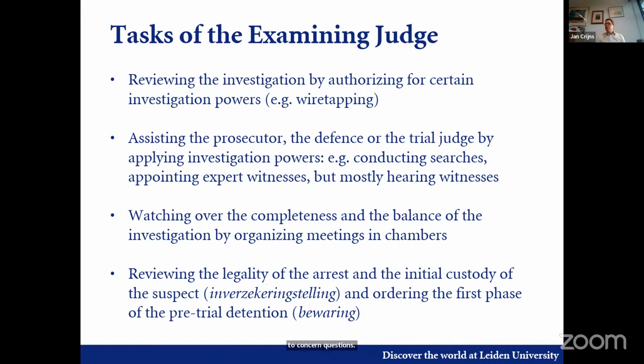So that's an important task of the examining judge, hearing witnesses. Well, then there is another task of the examining judge in the pre-trial phase. He is watching over the completeness and the balance of the investigation. The investigation is led by the public prosecutor, as I told you in the second lecture.